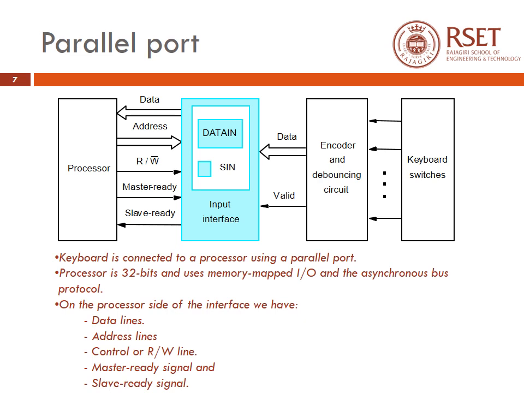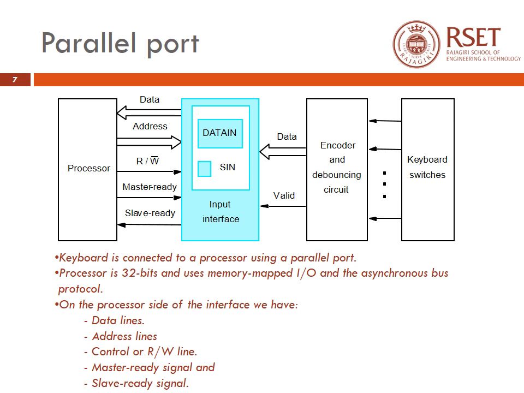Then we also have a debouncing circuit over here, which is used to negate the occurrences of multiple bounces that can occur when a key is pressed. Then we have the input interface that is used for this corresponding keyboard. It involves different components like data in. Data in is the input buffer register that is used inside the input interface for collecting the data that is coming from the keyboard, which is to be provided to the processor later.